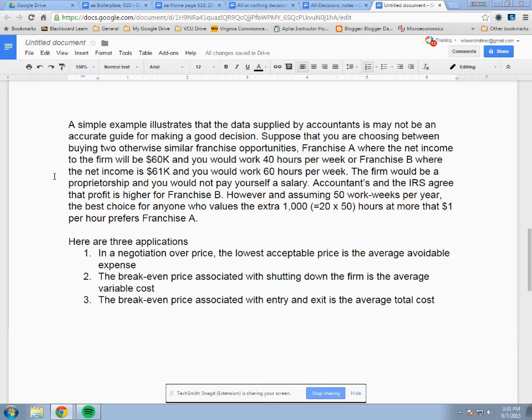We're going to walk through three applications. When you're negotiating over price, the lowest acceptable price is the average avoidable expense. When you're deciding whether to shut down a firm or division, the break-even price is the average variable cost. And when you're deciding whether or not to enter or leave a market, the break-even price is the average total cost.